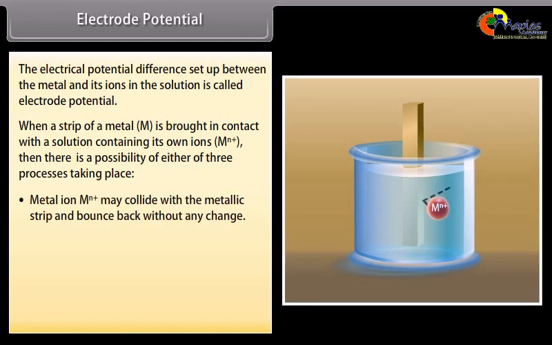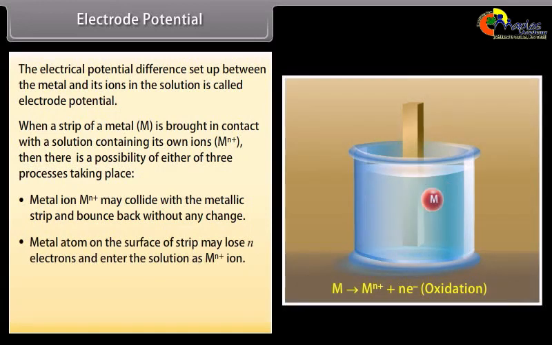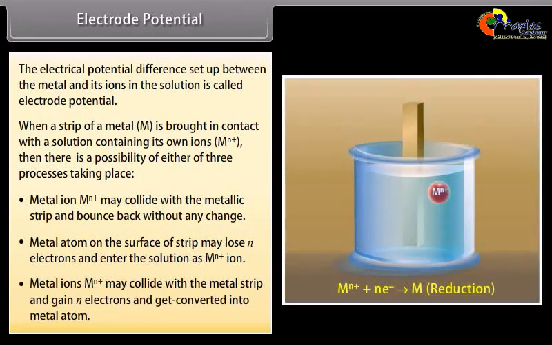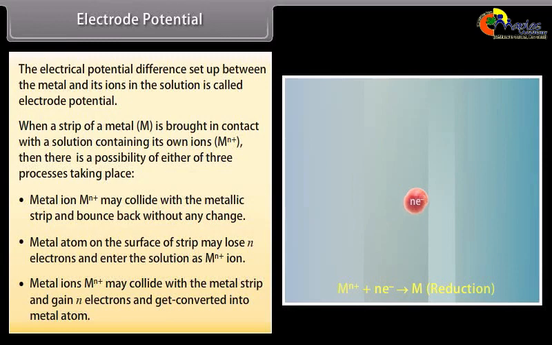Metal ion may collide with the metallic strip and bounce back without any change. Metal atom on the surface of strip may lose n electrons and enter the solution as ions. Metal ions may collide with the metal strip and gain n electrons and get converted into metal atom.